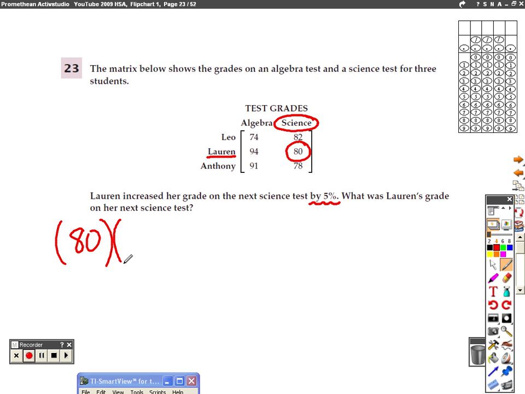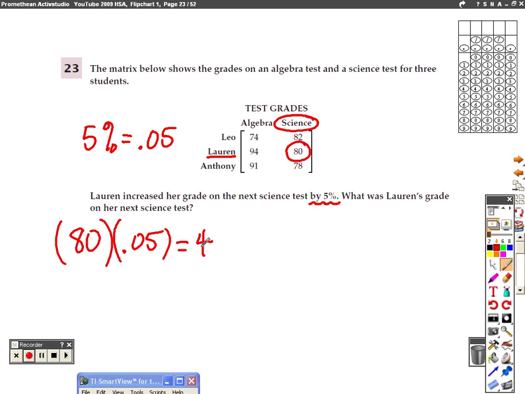Now remember to take your 5% and change it to a decimal by moving the decimal point 2 places to the left. 5% is like 5 cents. So we're going to multiply 80 times 0.05, and you'll do that with your calculator, and you get 4.